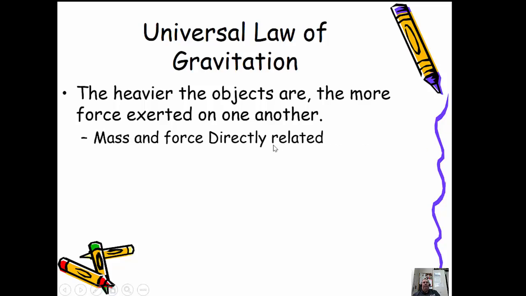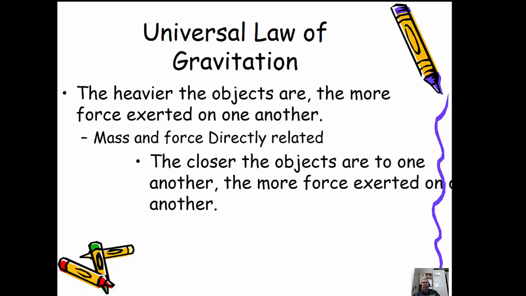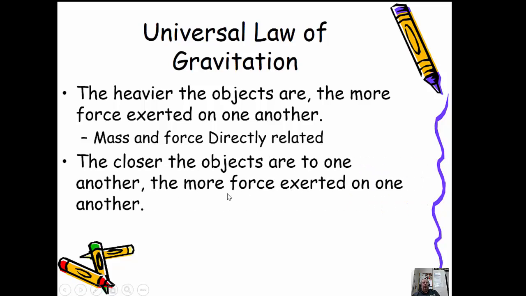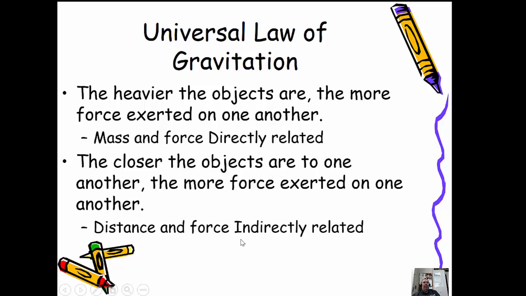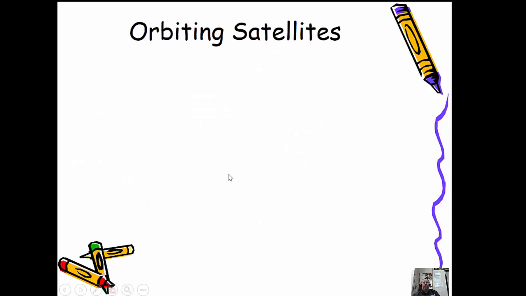The heavier the objects are, the more force exerted. Therefore, mass and gravitational force are directly related. The closer the objects are, the more force exerted. So therefore, you're going to find out distance and force are indirectly related to one another.